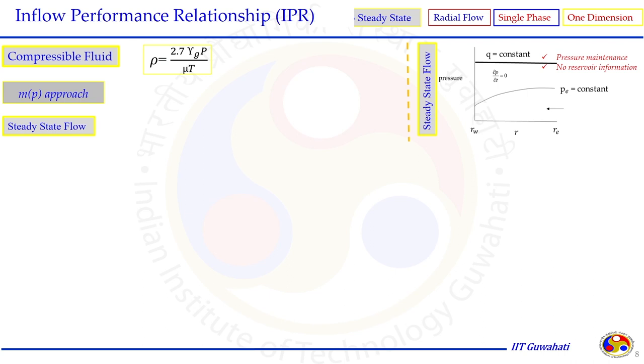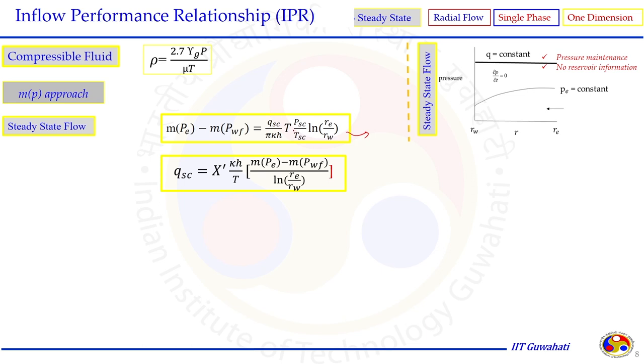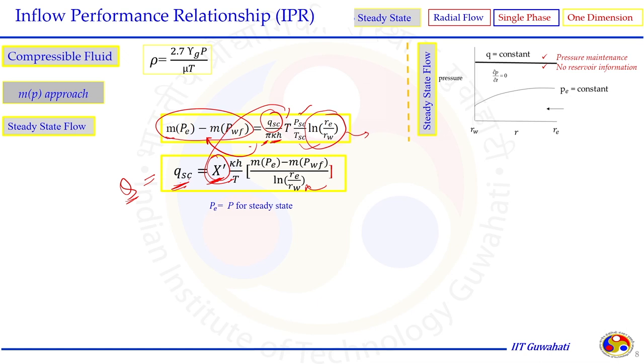So this is the steady state flow condition for the compressible fluid using the MP approach. Putting in the numerical values for the standard conditions, we get this X prime, a factor that accounts for the units chosen for different cases, like for PSC, TSC, and this is pi, which also has the numerical value 3.14. If we put everything in this form, we get this Q, and then take everything to the other side. So this QSC, also written as capital Q, is the IPR equation for compressible fluid under steady state conditions. In this expression, X prime depends on the unit system chosen for the parameters representing this equation.